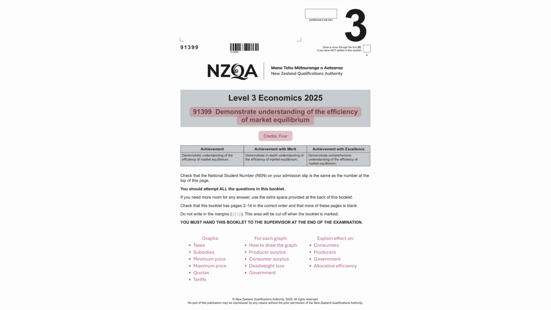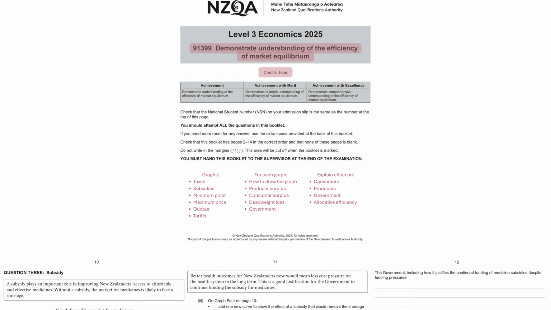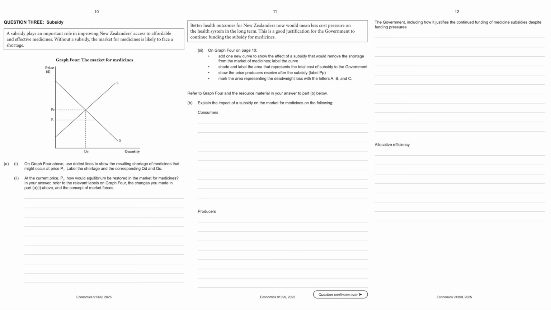Kia ora koutou. This is the final part of the 2025 NCEA 3.1 paper on market equilibrium. If you haven't checked out the first two videos, you might want to, because we go over questions 1 and 2 in depth. So let's crack straight into question 3. Question 3 is all about subsidies.